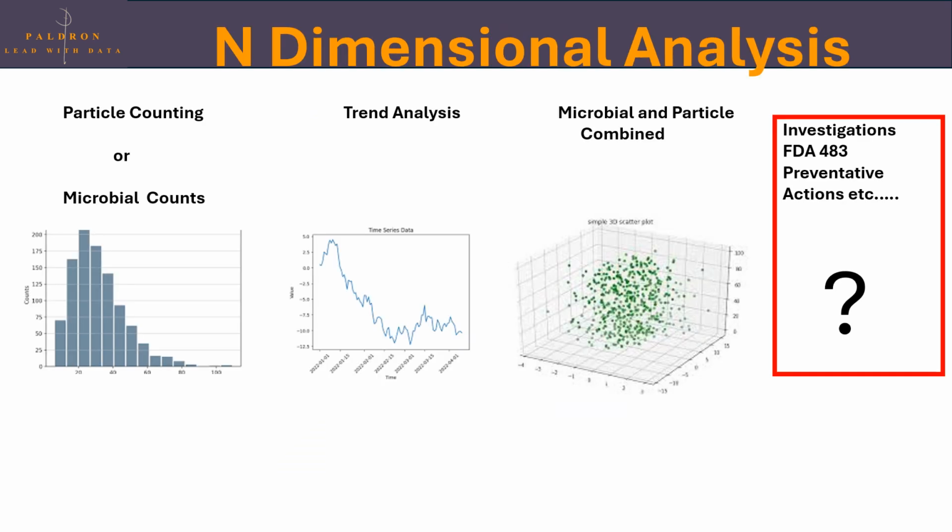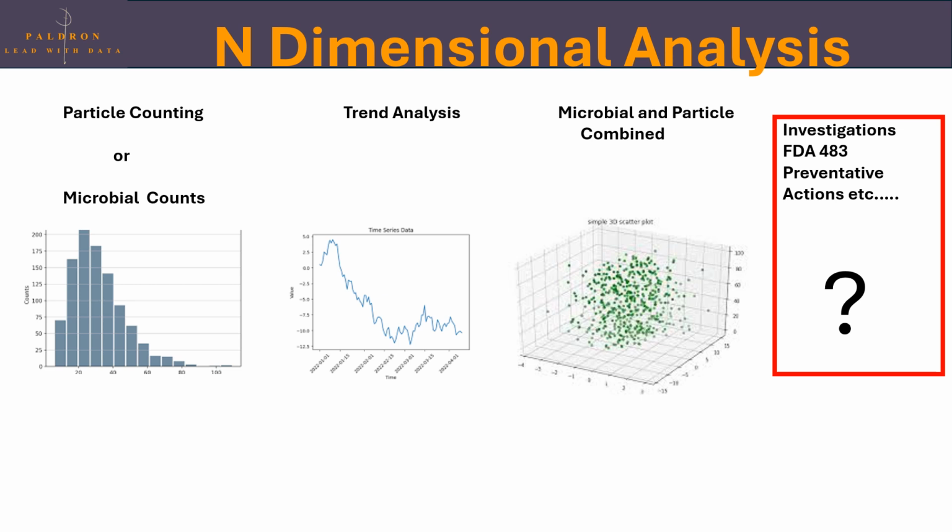The other application of machine learning is its ability to do things like regression and classification. And if you think about what happens when you acquire data in environmental monitoring, you may have particle counts, microbial or total particle, and you can put those into a histogram. That's easy enough for the human brain to understand. You can then take that data from particles or microbials. You can trend that over time.